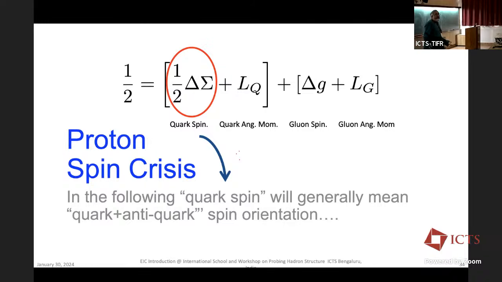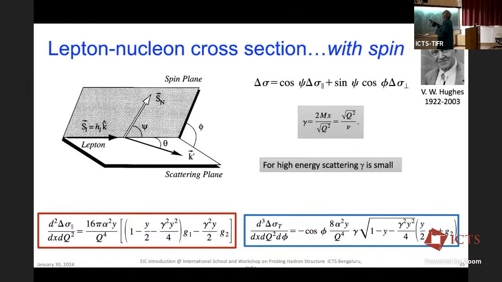And it was a very reasonable assumption, not knowing anything else. We didn't know much about glue at all at that time. And many of the other properties of the proton were calculable using that model. So people were very happy with it. Then came experimentalists like Vernon Hughes. What he did was he put spin to that deep inelastic scattering.